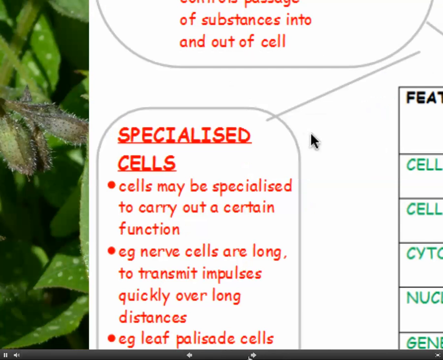Cells can be specialised to carry out particular functions. For example, nerve cells are long so that they can carry out their function, which is to transmit impulses quickly over long distances. We learnt that in Unit 1, didn't we? And leaf palisade cells, the photosynthesizing cells in a leaf, have many chloroplasts for photosynthesis. That's their specialisation.